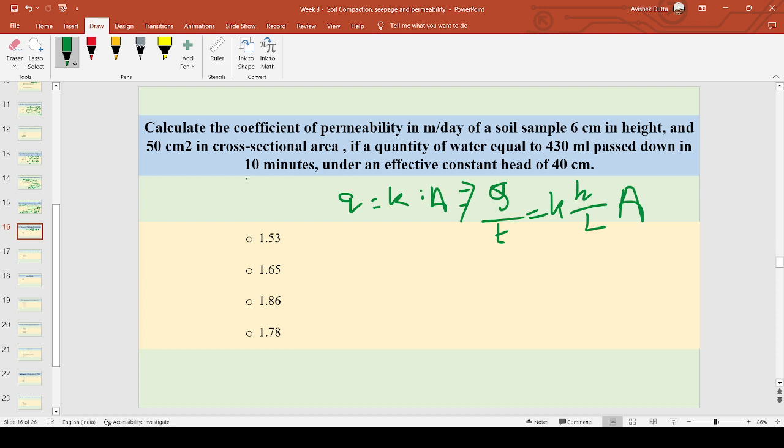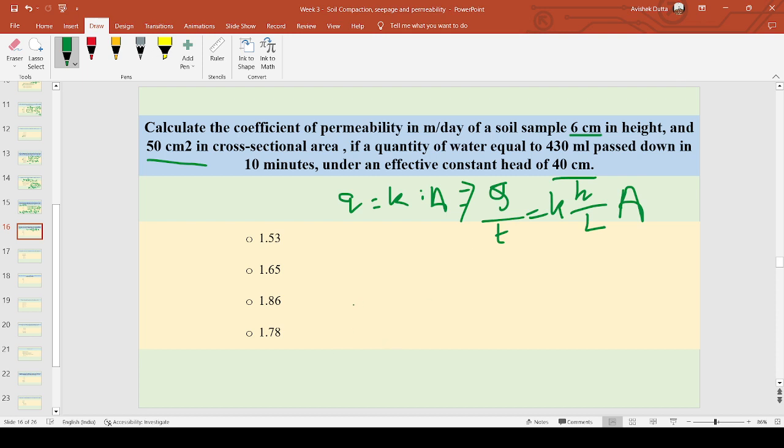Convert the minutes into seconds, or you can convert the minutes into days because I've asked you for meter per day, right? You have the soil sample of 6 centimeter in height and 50 centimeter square cross section area. Okay, so the value of A is 50. The head is 40, and the length of the soil sample, the height of the soil sample, is 6 centimeter.